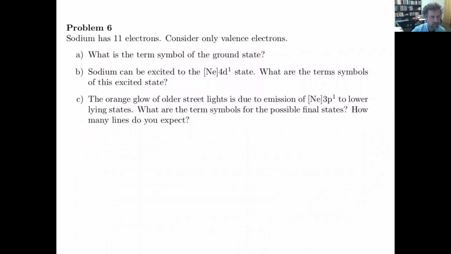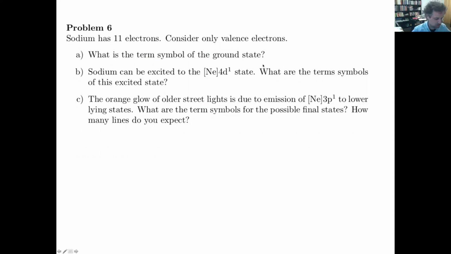Very different problem. It says that sodium has 11 electrons. Okay, I believe that. And then consider only valence electrons. That's good, because that means I can forget about the first 10 electrons. They're all core electrons, and the only valence electron is all by itself, which means I only have 1 electron to worry about. First question is, what is the term symbol of the ground state?